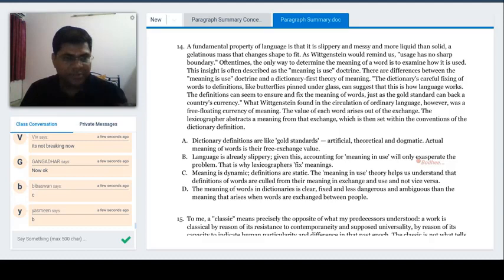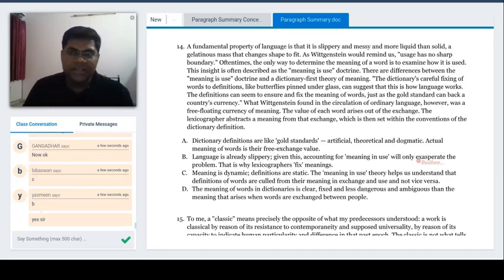Did you understand, Yasmin, is it clear to you? So B is not the right choice. B is exactly the opposite of what the author says. The meaning of words is clear, fixed. It is not clear and fixed and less dangerous than the meaning that arises.